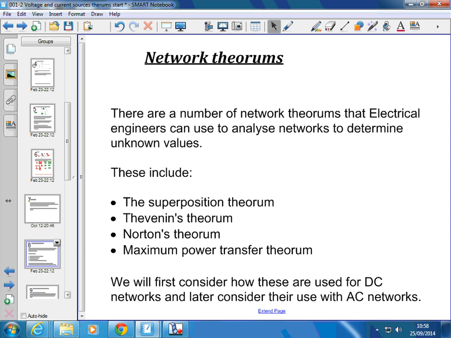What we're going to do is concentrate initially on how we can use these theorems in DC networks, and then after we've got the hang of that, we're going to see how we apply them in AC networks.